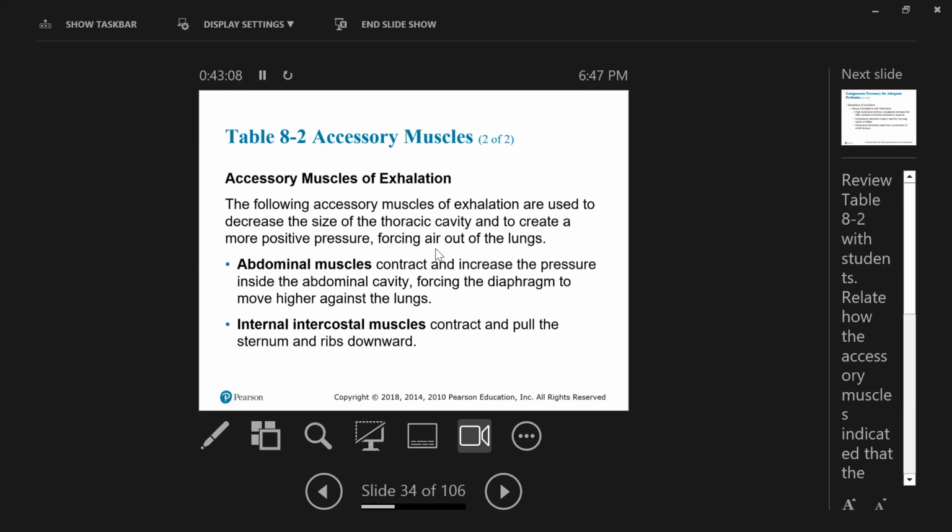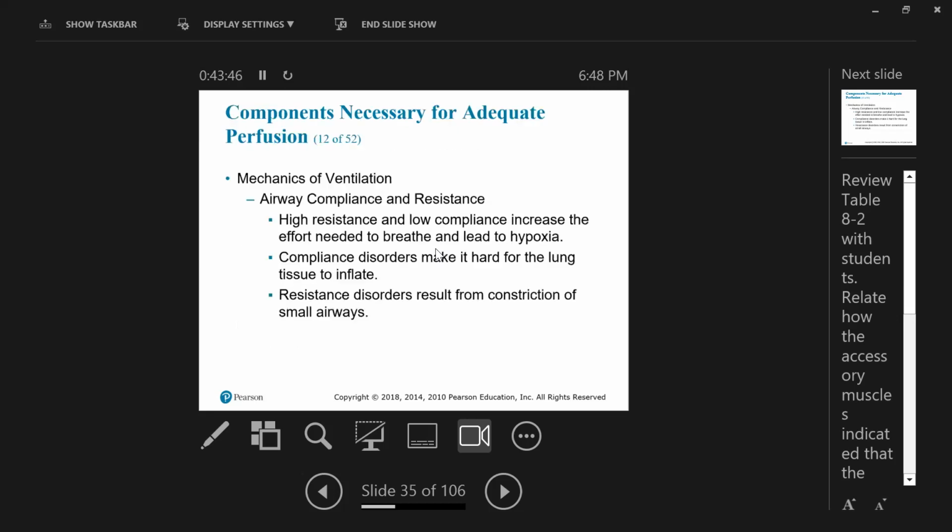The following accessory muscles of exhalation are used to decrease the size of the thoracic cavity and to create a more positive pressure, forcing air to be outside, because now the pressure inside is higher than outside, so it's trying to equalize out. So abdominal muscles and intercostal muscles are the ones that I use. The intercostals are the ones between the ribs themselves. The abdominals are going to be the what? The abs, yeah. I heard calves. We can, but I don't know how it's gonna work.